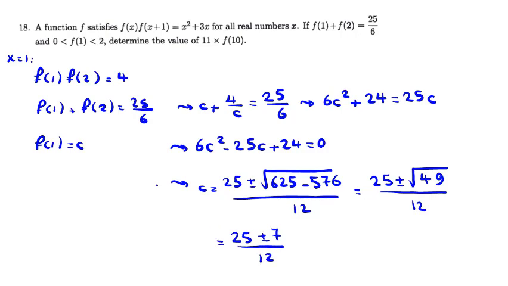Now it says it is between 0 and 2. If you consider plus, it will be 32 over 12, which is greater than 2. So c, or f of 1, equals 25 minus 7 over 12, which is 18 over 12. If we divide both numerator and denominator by 6, it will be 3 over 2.